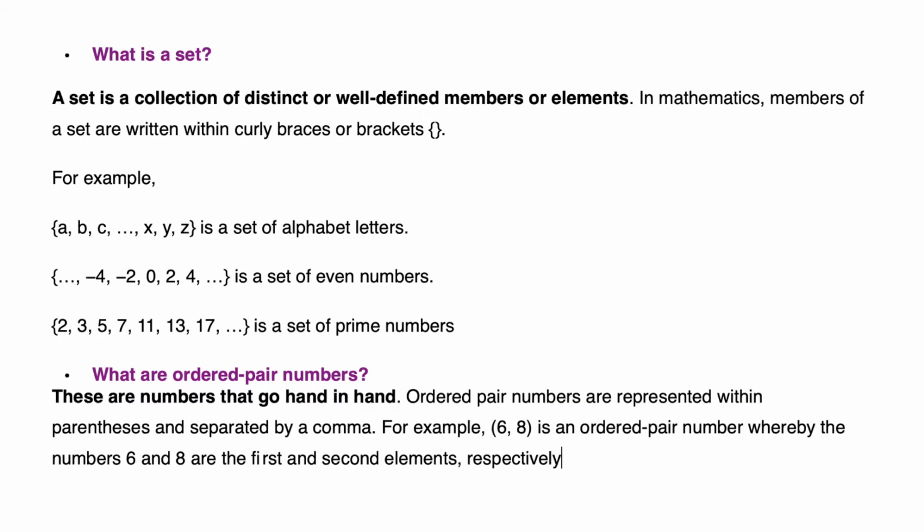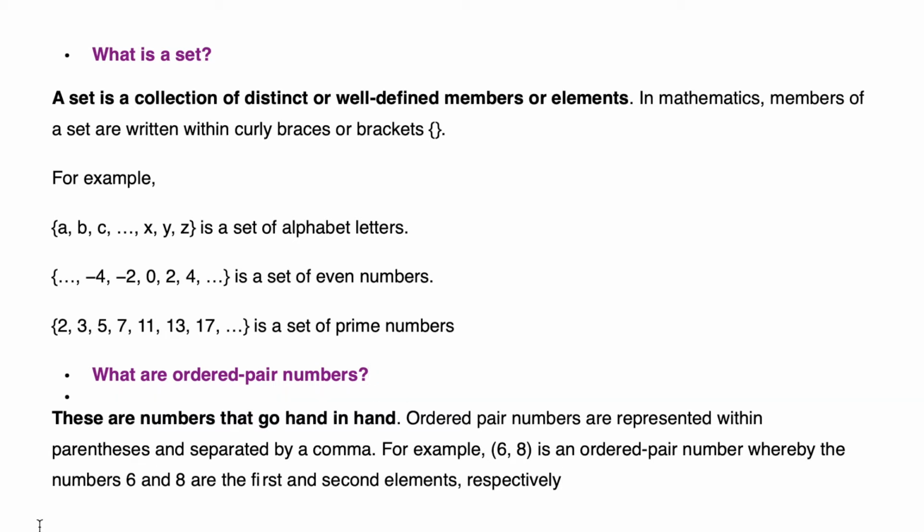Now we go to ordered pair numbers. What are ordered pair numbers? For example, (6, 8) is an ordered pair, whereby 6 is the first element and 8 is the second element. Respectively, (2, 3): 2 is the first element, 3 is the second element. These are known as ordered pair numbers.